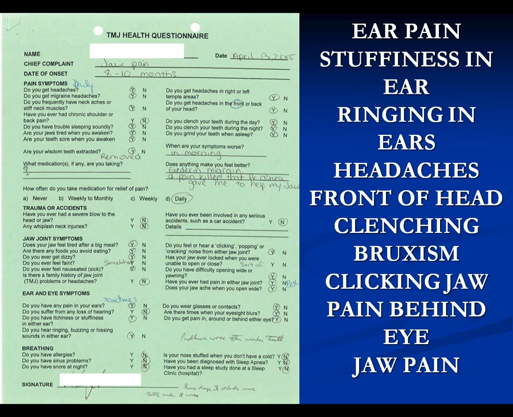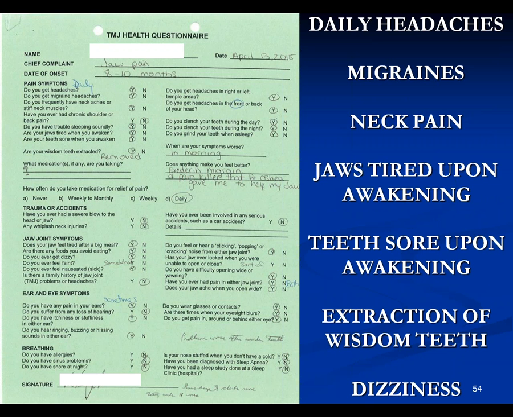But look at her: she's got ear pain, stuffiness in the ears, ringing in the ears, headaches, front of head, clenching, bruxing, clicking jaw. So when you see clenching and bruxing, you're going to have the patient wear a special appliance at night to stop that. When there's clicking, you're going to use the repositioning splint that I showed you. That's indexed. Pain behind the eye, jaw pain, daily headaches, migraines, neck pain. Jaw is tired upon awakening. Teeth sore upon awakening. That means she's grinding all night. She had extraction of wisdom teeth, which probably aggravated the situation, and dizziness.